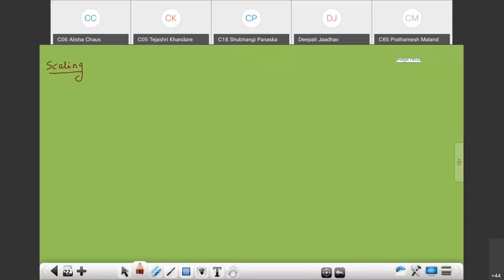Okay, so scaling we are going to start here. Scaling is used to alter or change the size of the object. For which purpose is it used? Scaling is used to alter or change the size of the object. It may be enlargement, it may be compression, etc.